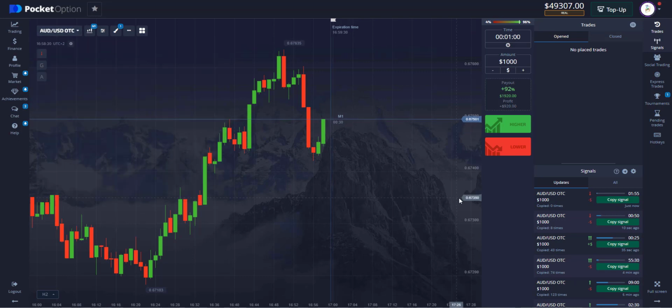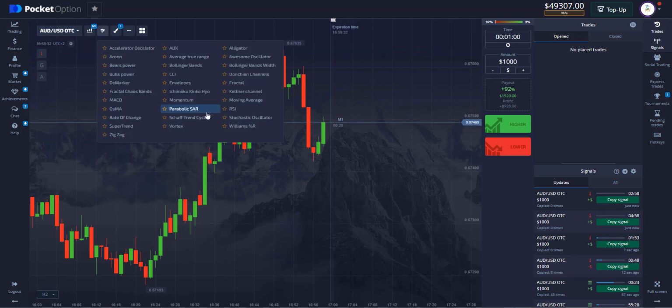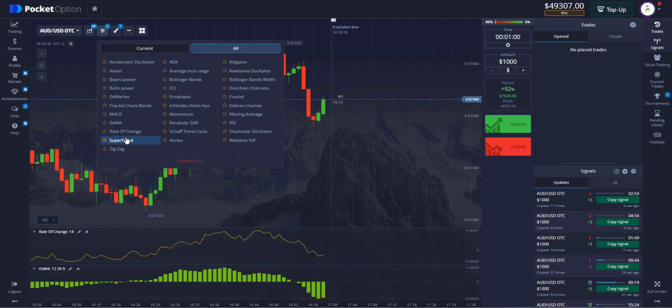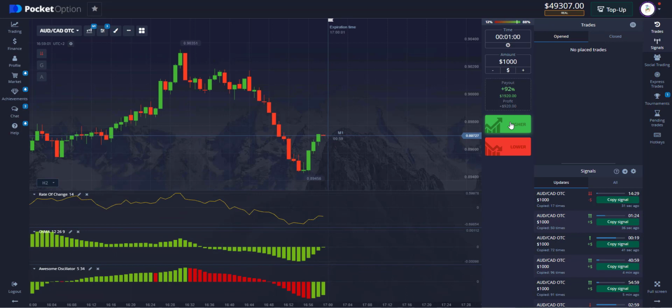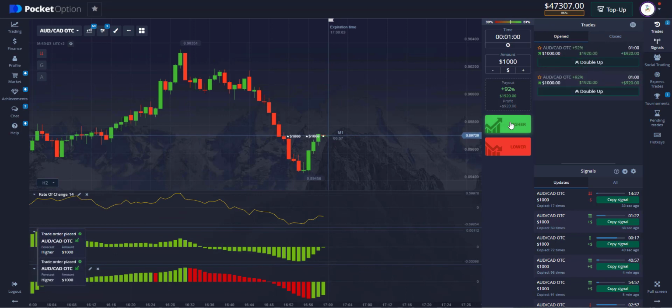Let's get to the strategy of the current video. I choose rate of change and SMA and awesome oscillator indicators. Now I'm looking for a good moment to get a daily profit. Here is a good moment to get trades.